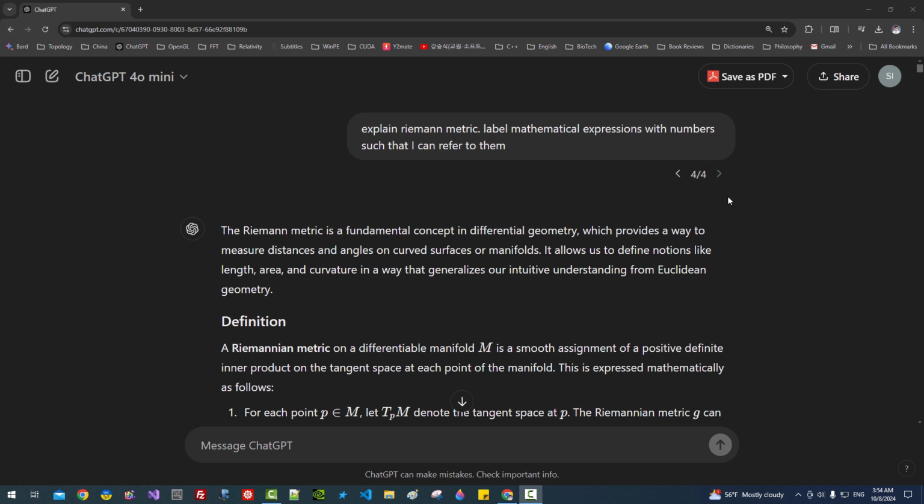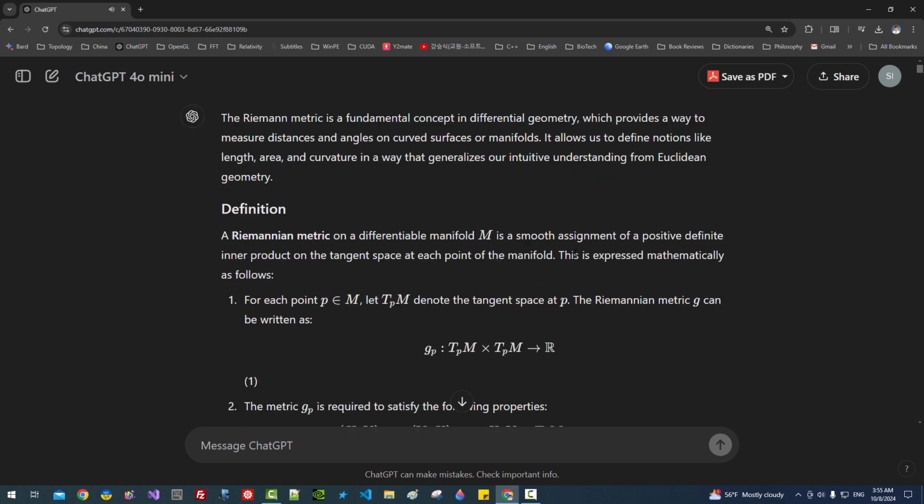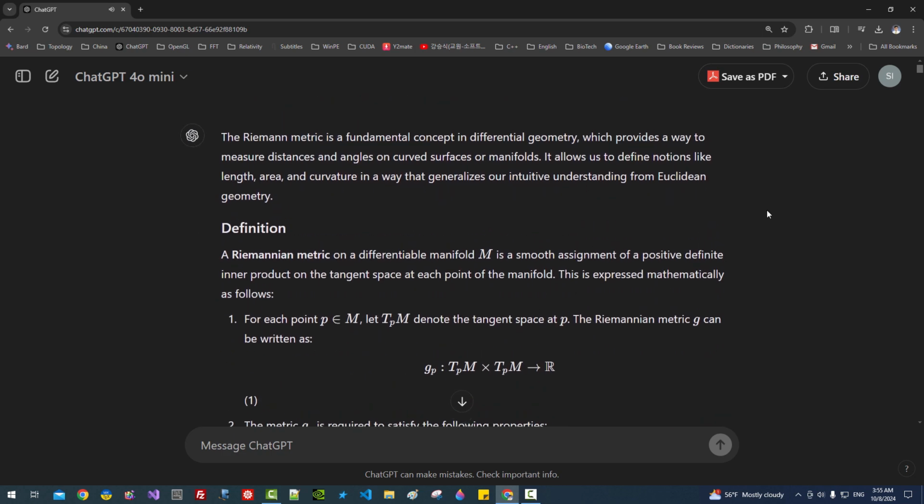I asked ChatGPT like this: Explain Riemannian metric. Label mathematical expressions with numbers such that I can refer to them. To this, ChatGPT answered: The Riemannian metric is a fundamental concept in differential geometry, which provides a way to measure distances and angles on curved surfaces or manifolds. It allows us to define notions like length, area, and curvature in a way that generalizes our intuitive understanding from Euclidean geometry.